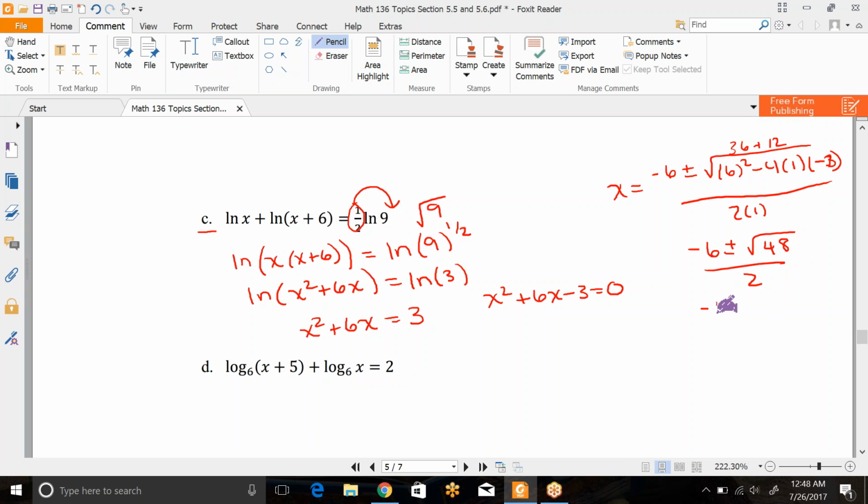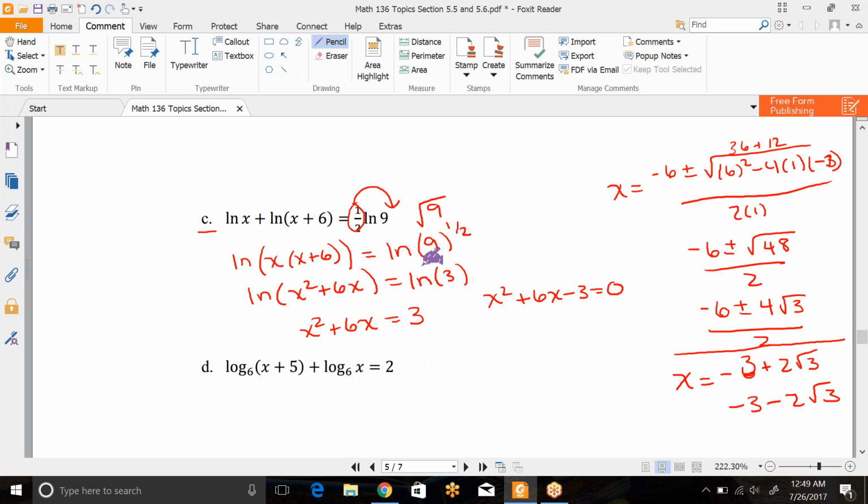48 does have perfect squares that go into it, specifically 16. So that would be 4 on the square root of 3, because the square root of 16 is 4, and then times 3 would make the 48. And then we can divide everything by 2. So x equals negative 3 plus 2 square root of 3, or negative 3 minus 2 square root of 3. So I'm just going to separate that. These are the two possible solutions.